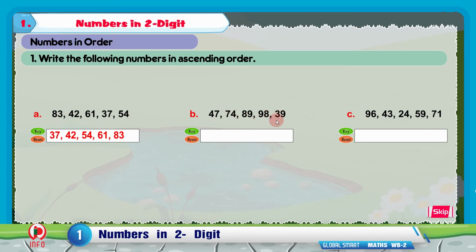Here we have 3, here 9, 8, 7, 4. These are the tens place digits. Ones place, tens place. So the digits here are 3, 9, 8, 7, 4. Among these the 3 is the smallest number. It means 39 is the smallest number in these numbers. So we will write here 39.